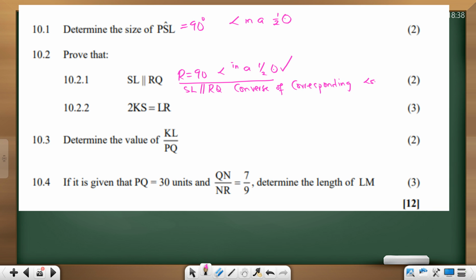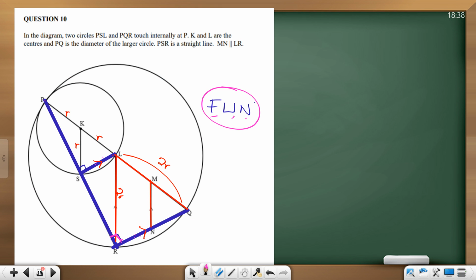All right. Let's go see. 3 marks. 2KS is equal to LR. 2KS equal to LR. Let's see. 2KS. If you are actually checking, do you notice? I don't know if you see that I'm done.